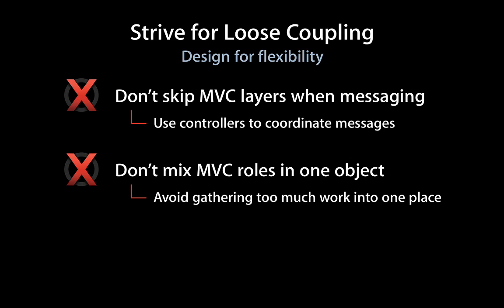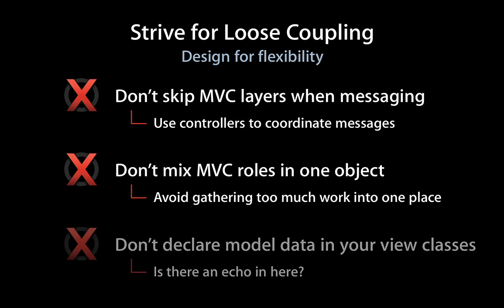Don't mix MVC roles in one object. Again, this is primarily about views not owning data. That's where you might be most sorely tempted to do it. Avoid gathering too much work in one place. In some ways, if the work is inside of all one box, you wouldn't have any arrows. But that wouldn't be a good idea either, because then changing that one object becomes all that much more complicated. That's almost like hidden complexity that you would need to worry about, that doesn't show up on such a diagram. And finally, don't declare model data in your view classes. I think we've been over that, right?